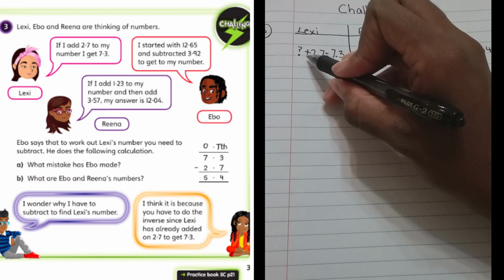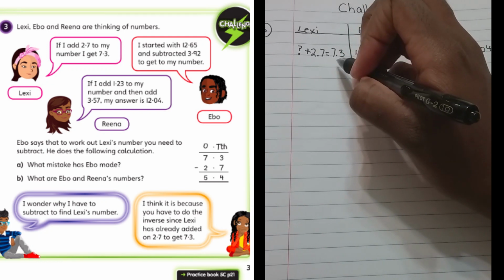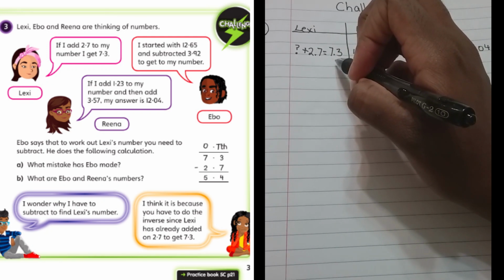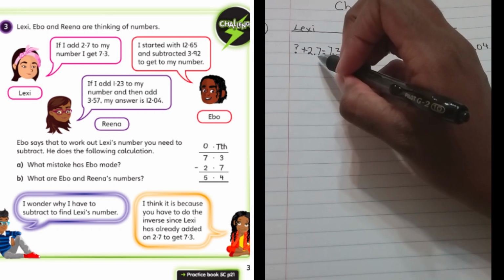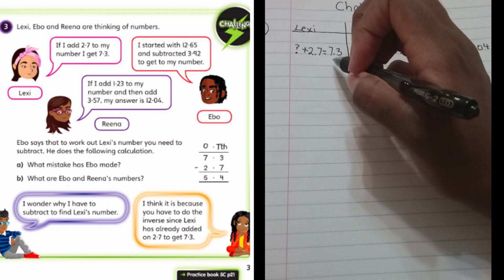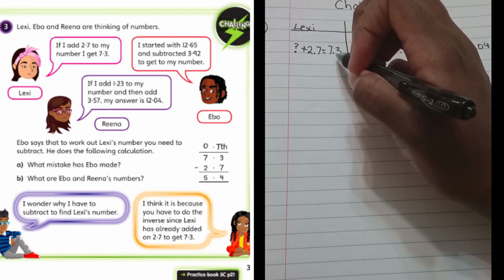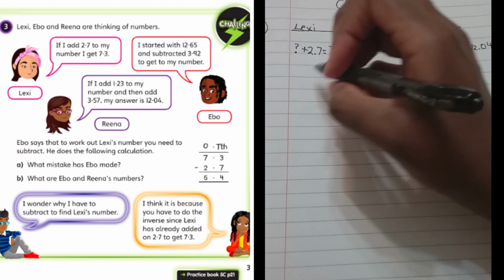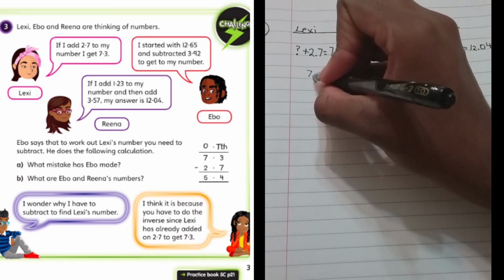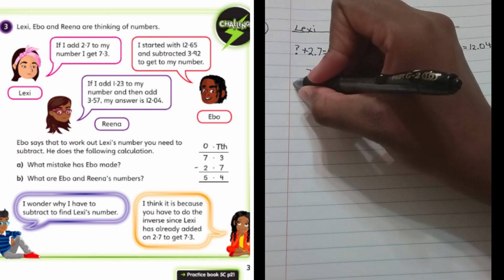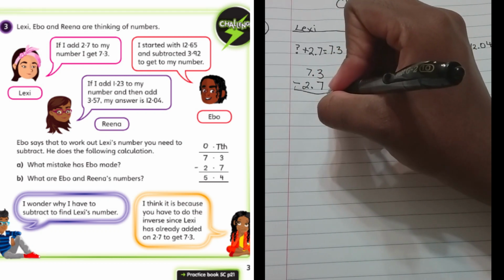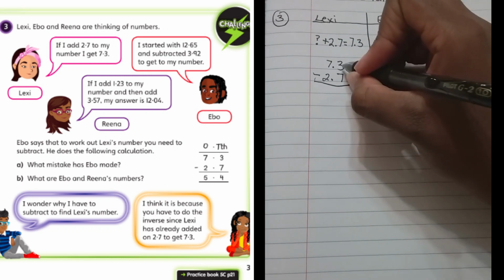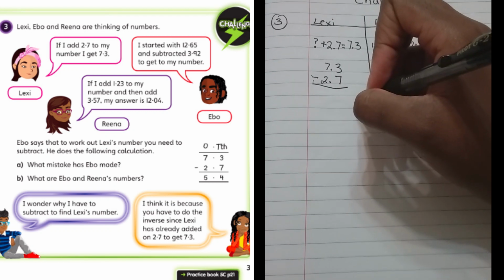So Lexi's number first. Her mystery number plus 2.7 makes 7.3. For me to work out her number, I can just do the reverse to get to the beginning. So instead of adding 2.7, I can take away 2.7 from the end product, 7.3. So let me do that. 7.3 take away 2.7, and that's going to leave me with her number. Ooh, sorry about that line. 3 take away 7. Can I do that?